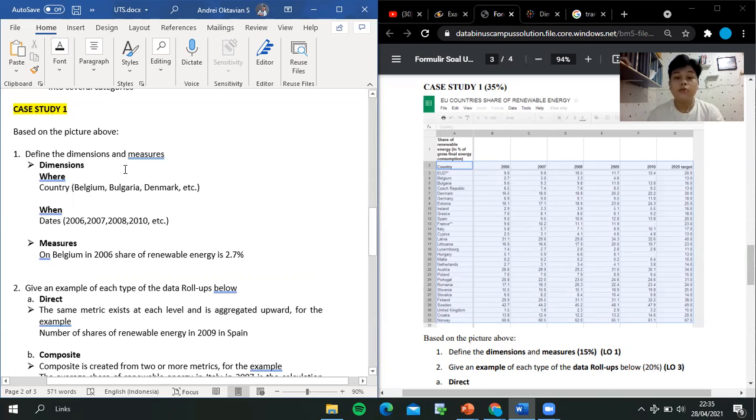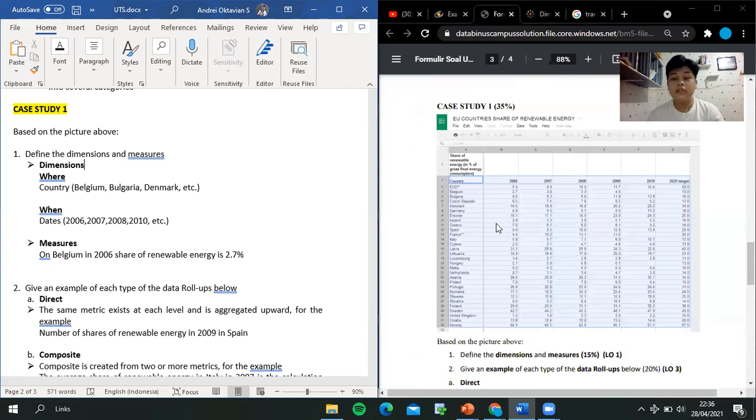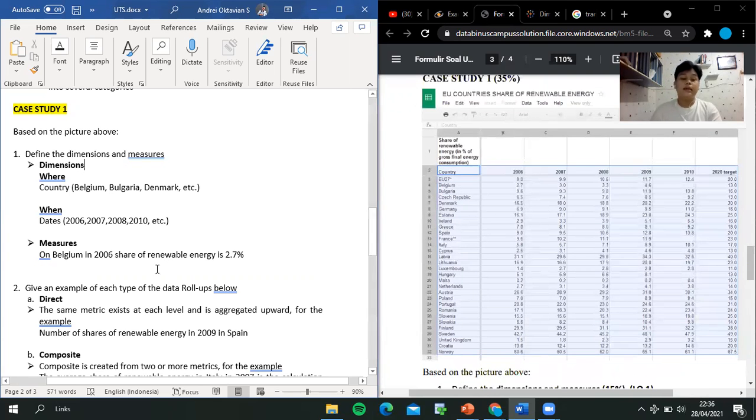Dimensions contain qualitative values such as name, dates, age, and others. So from this data, we can define that the first dimension is where. The first dimension is the country, like Belgium, Bulgaria, Denmark, Germany, Ireland. This first dimension defines where the data was taken. The second dimension is dates, like 2006, 2007, 2008. It defines when the data was taken.